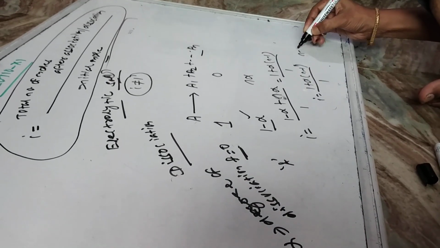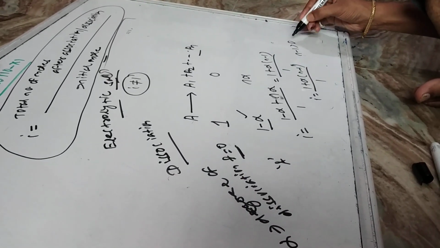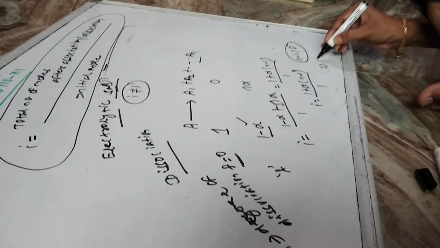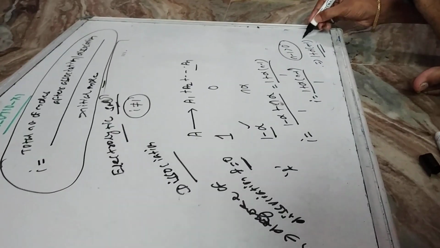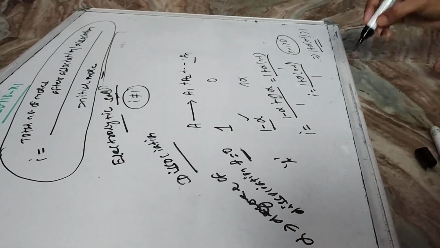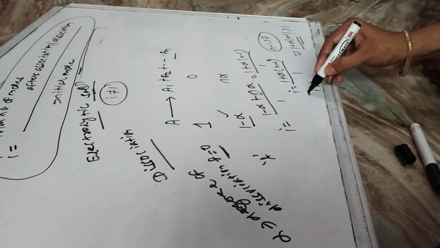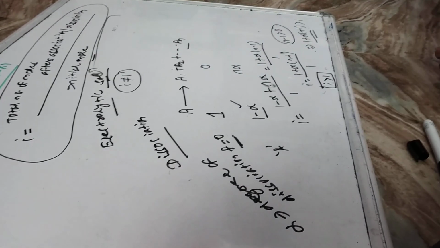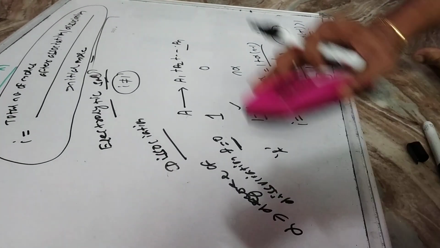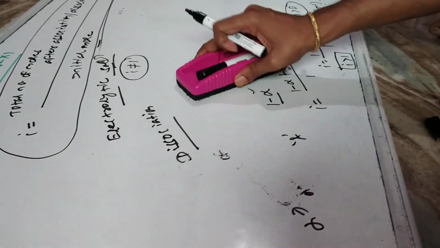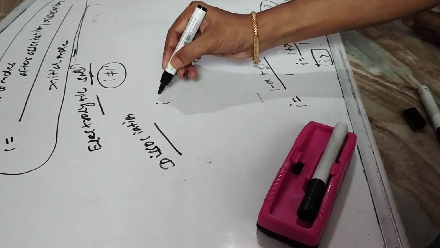As n minus 1 is always positive and greater than 0, that indicates that 1 plus alpha times (n minus 1) should be greater than 1. That indicates that here i is greater than 1. So if the solute inside the solution undergoes dissociation, then its i value is greater than 1.